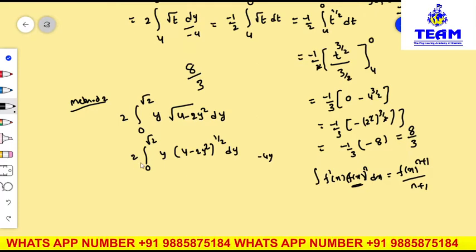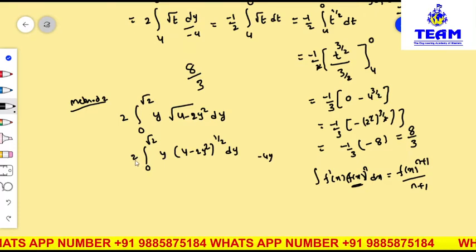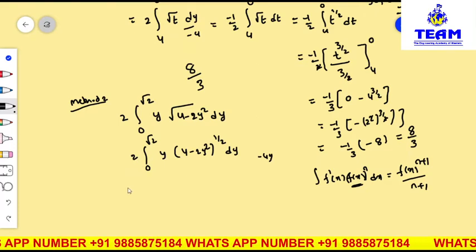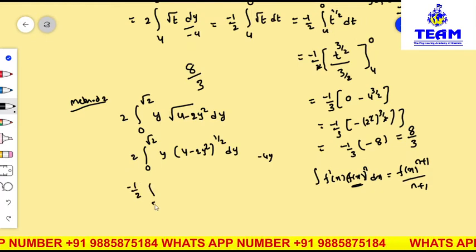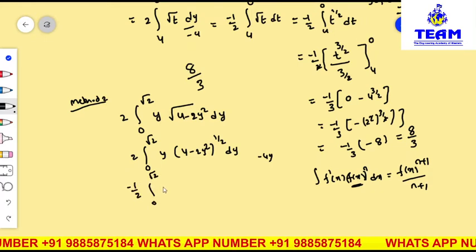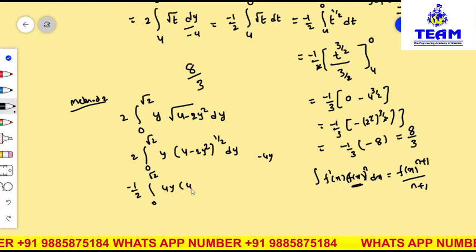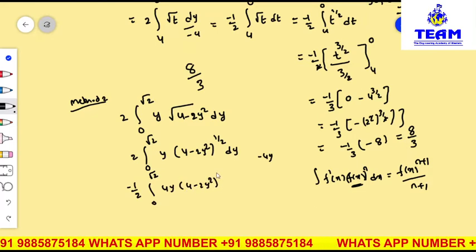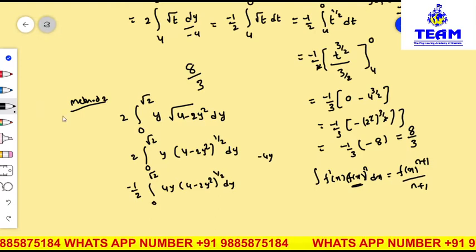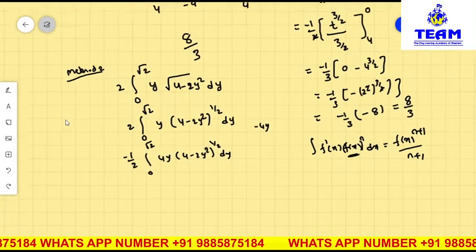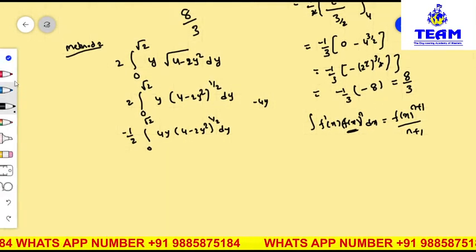No. So what I am doing means here I already have a 2. So multiply with minus 2, divide with minus 2. So minus 1 by 2 times half. Integral from 0 to root 2. This is 4y. This is 4 minus 2y square whole to the power of 1 by 2 dy. Now you observe bracket derivative is beside. So bracket power plus 1 by power plus 1.